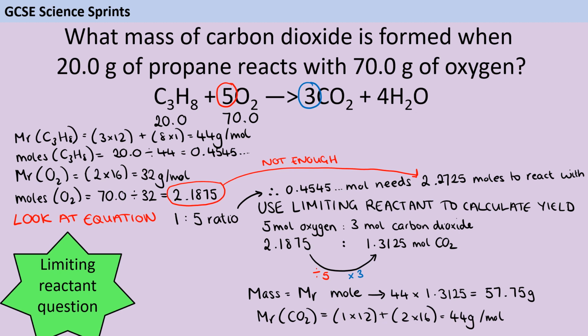Now AQA are usually pretty good at actually telling you to do this, but in this instance I haven't included it in the question, we're just going to do it anyway. So you need to look at your first 3 significant figures, and then you use the 4th one to decide whether to round down or round up. In this instance, my 4th figure is 5, so I'm going to round up. So that means my final answer is 57.8 grams to 3 significant figures.